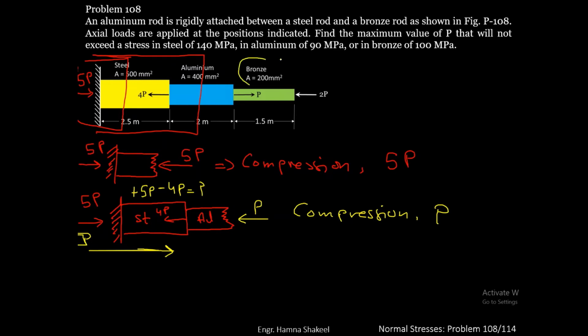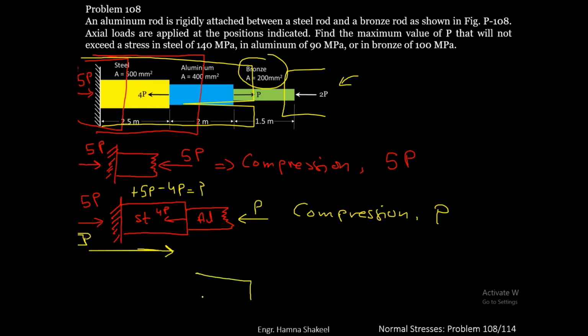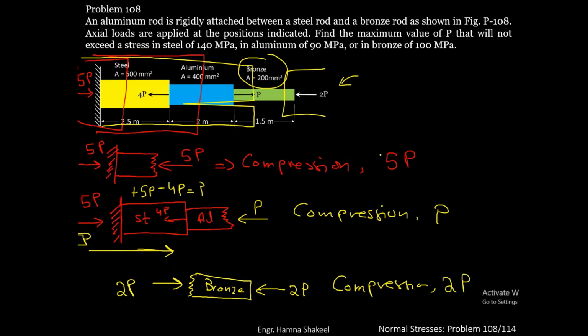Then you have got the bronze section here. So you can go from the left side or you can also go from the right side. Here it's easier to go from the right side. So let's do that. For bronze, you have a force of 2P acting on it. So you'll have a reaction of 2P here. So you can say that bronze is also under compression and the compressive force acting on bronze is 2P. So force on steel is 5P, force on aluminium is P, and force on bronze is 2P. And all of these sections are under compression.